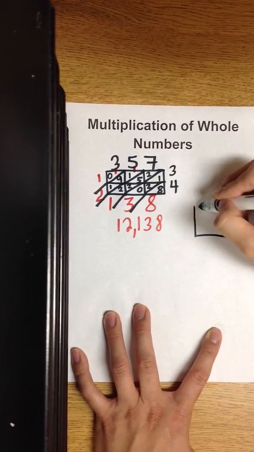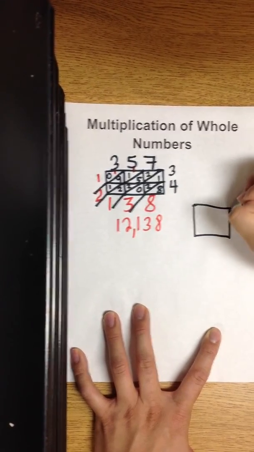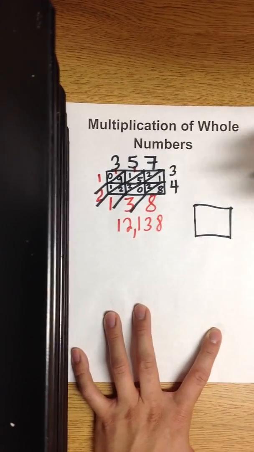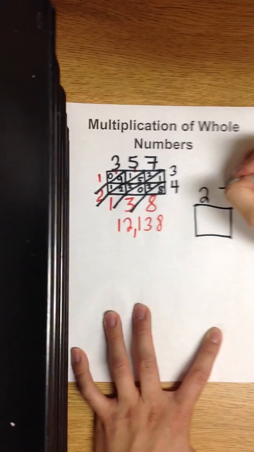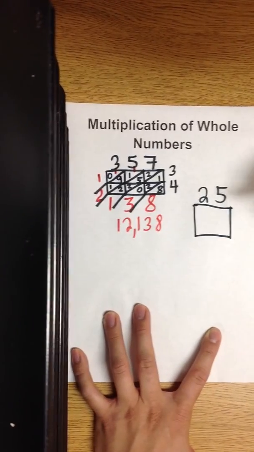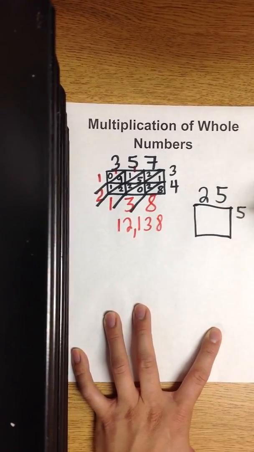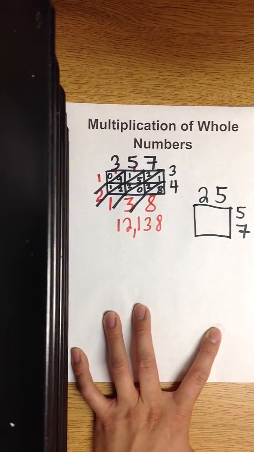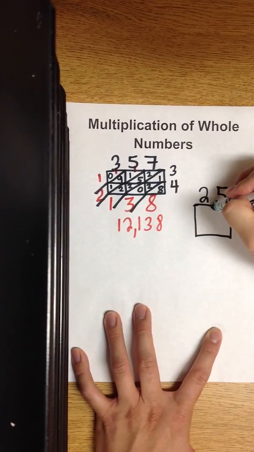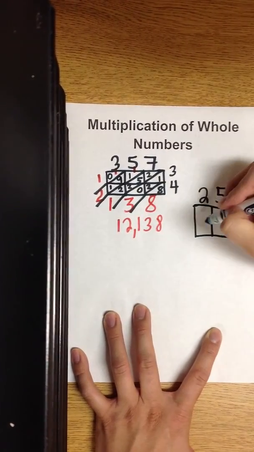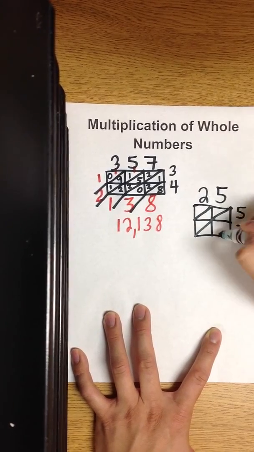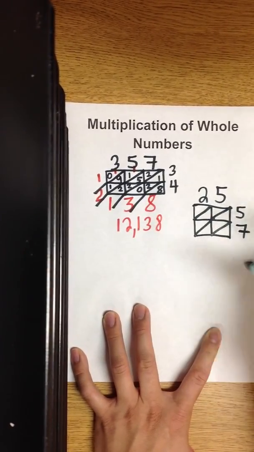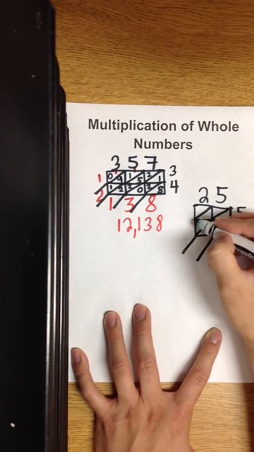Again, draw a square or rectangle. So imagine you bought 25 items that cost $57. How much did you spend? So let's separate the ones from the tens place. Again, draw a diagonal in each box. Again, it helps if you stretch out the diagonals.